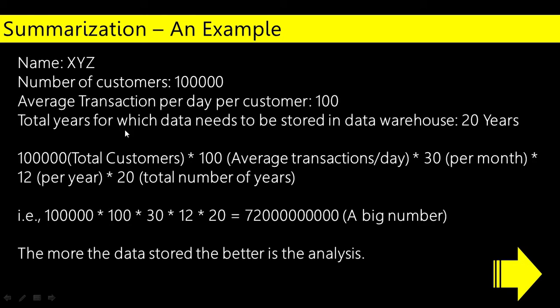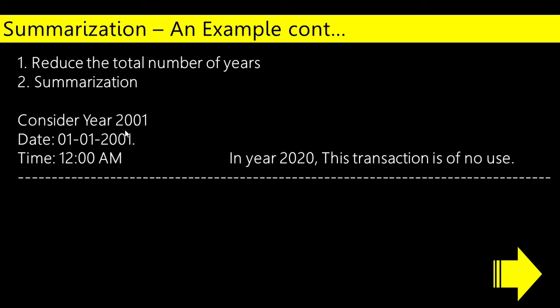Consider another example in the same XYZ organization. Consider we are in the year 2001. At that time also, on average, the number of transactions generated per customer per day was 100. Out of those 100 transactions, consider one transaction that is done on 1st January 2001, at 12 AM. Again to repeat, consider a transaction done on 1st of January at 12 AM. We are standing in the year 2020 and we are taking an example of a transaction which was done in the year 2001.